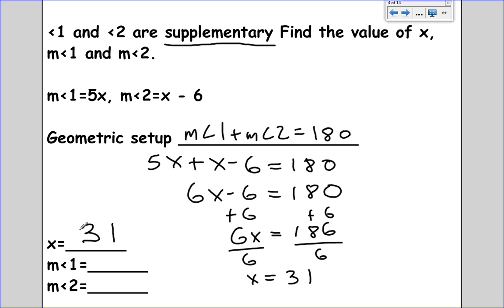With that said, we take that 31 and we plug it in to measure of angle 1. So 5 times 31 will equal 155. And to check to see if we did it right, we take 31 and plug it into x minus 6. 31 minus 6 equals 25. And we know that 155 plus 25, of course, equals 180. So we've double checked our work, and it looks like we're good to go.